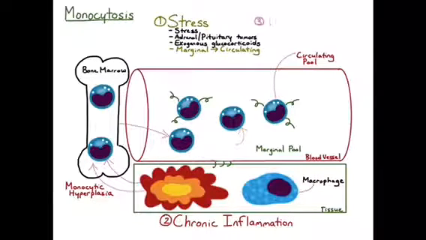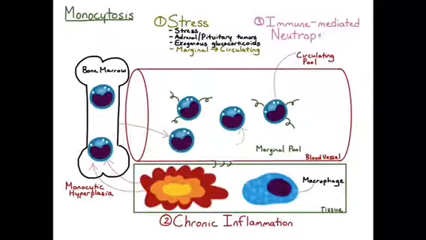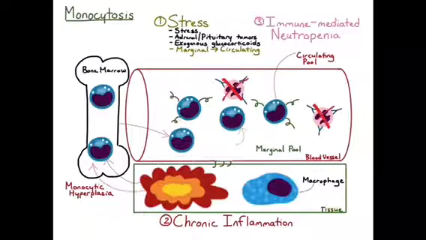The third cause of monocytosis is immune-mediated neutropenia. Immune-mediated neutropenia is when the neutrophils, mature neutrophils, are being targeted by the immune system. So they have antibodies bound to their surface or complement bound to their surface, and those neutrophils are being destroyed.